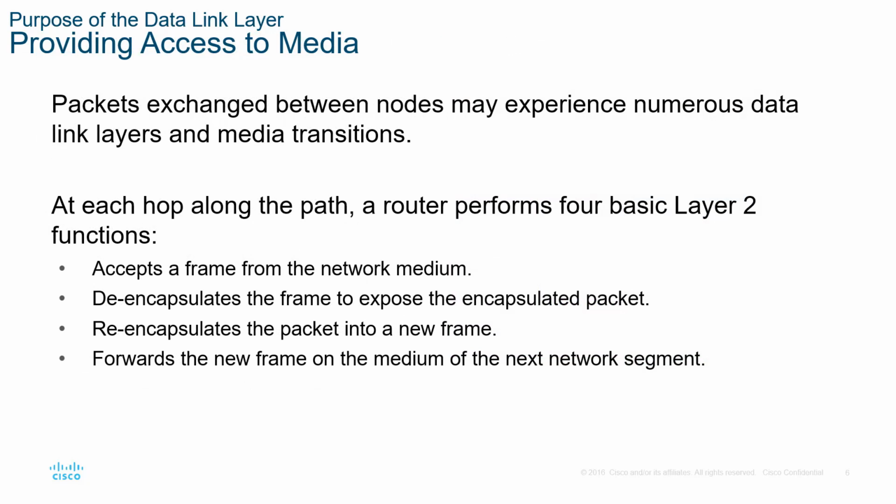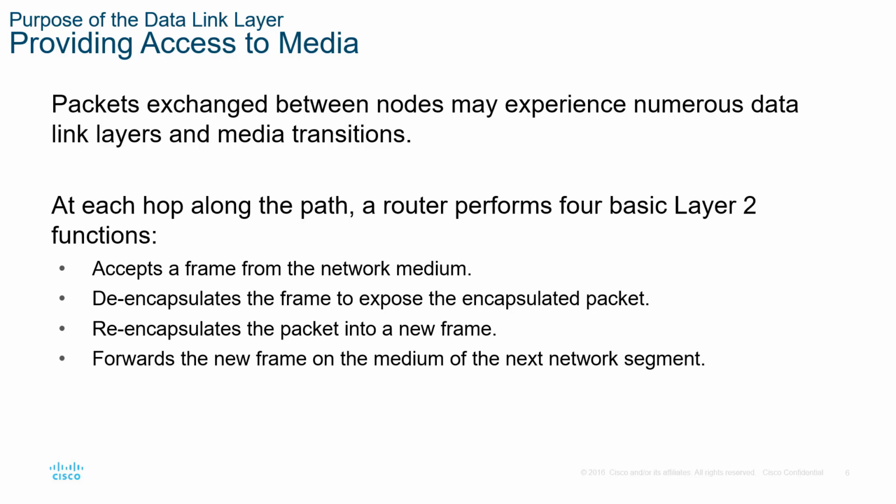So, packet exchanges between any nodes may experience numerous data link layers and transmissions. Meaning, as we flow through a network, the different link layer communication standards may be different. It may not always be Ethernet. It may be HDLC or Frame Relay or MPLS, or pick another layer 2 technology. So we had to have a way to control access from the higher layers to the media, and that is what the MAC sublayer function does.